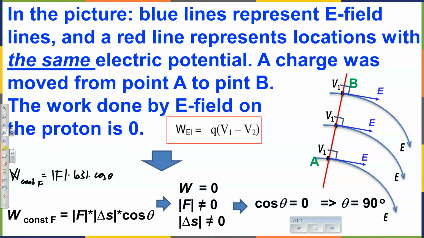If it's not the force, force equals charge times field. If it's not a displacement, that must be cosine. And cosine of which angle is equal to zero? 90. That is why equipotentials and electric field lines must be perpendicular to each other, no matter what.